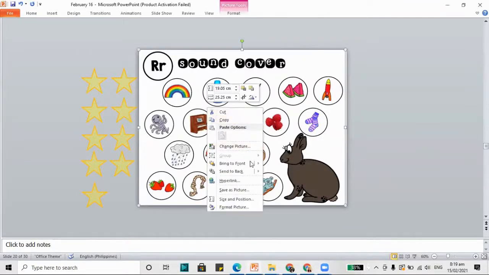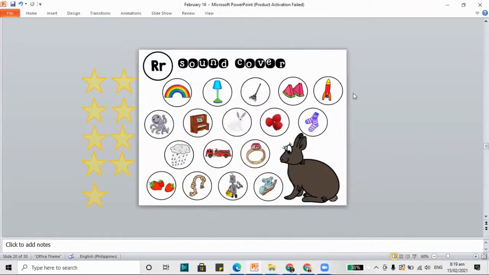How about for the pictures that might have the r sound? We have the things that might go in the letter R. Let's cover them with a star. Rainbow begins with R. Let's cover. Lamp doesn't begin with R. Rake has letter R. Watermelon doesn't go in R. Rocket is for R. Octopus doesn't begin with R. Piano also doesn't begin with R. But rabbit begins with R.